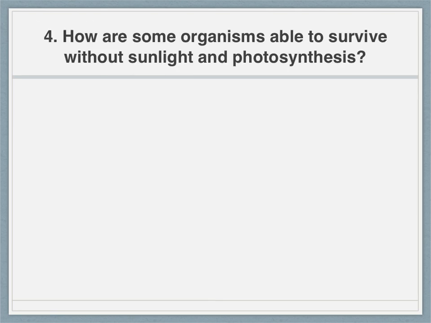How are some organisms able to survive without sunlight and photosynthesis? Well, because of where they are, they're going to rely on this process of chemosynthesis. Again, these would be around those black smokers on the bottom of the ocean, where they would take sulfide compounds, hydrogen sulfide, as an energy source to produce organic compounds, food sources for the ecosystem. So they don't need photosynthesis because they have chemosynthesis, an alternative method of getting food.